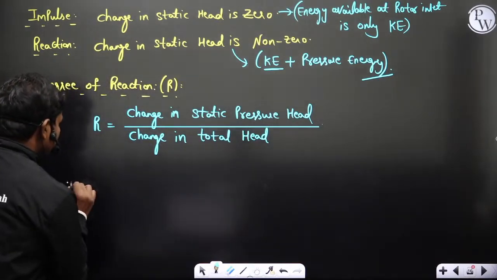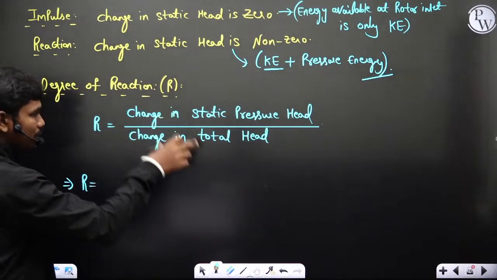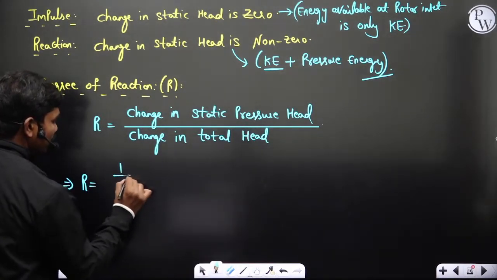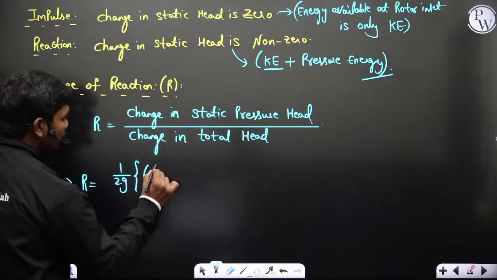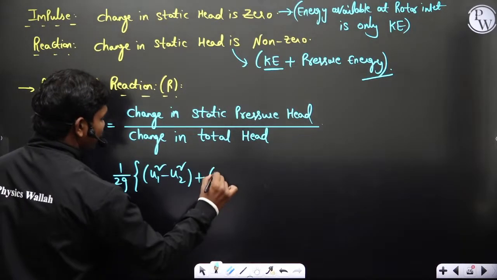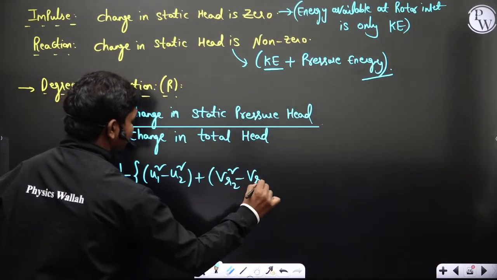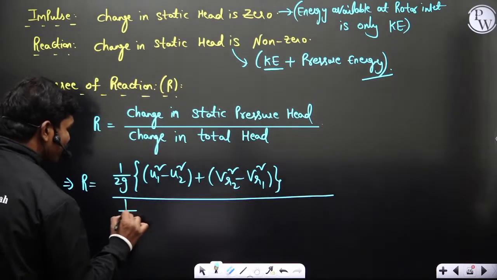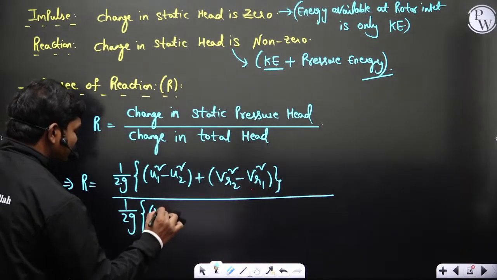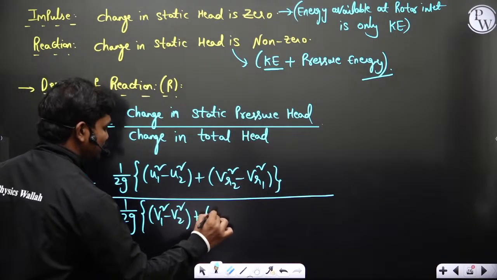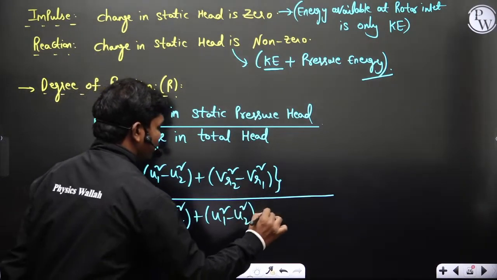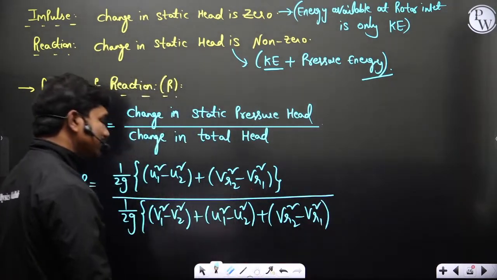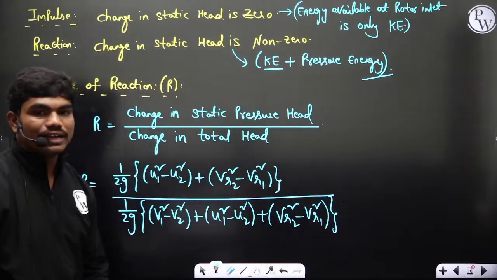For example, you can see R is equal to, we have seen the change in static pressure head is nothing but half into 1 by 2g, so 1 by 2g times of u1 square minus u2 square plus vr2 square minus vr1 square. So this is actually the change in static pressure head. This is divided by 1 by 2g times of the total head, which is v1 square minus v2 square plus u1 square minus u2 square plus vr2 square minus vr1 square. This is the expression for the degree of reaction in general.